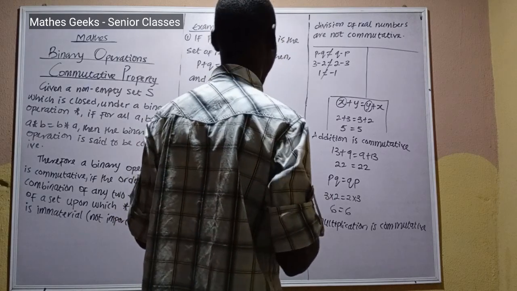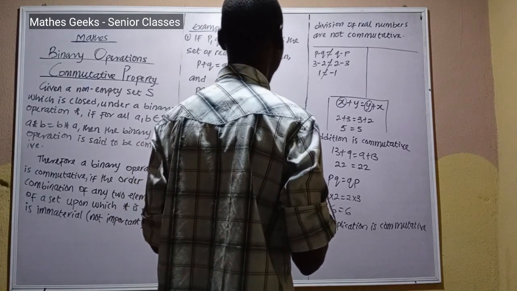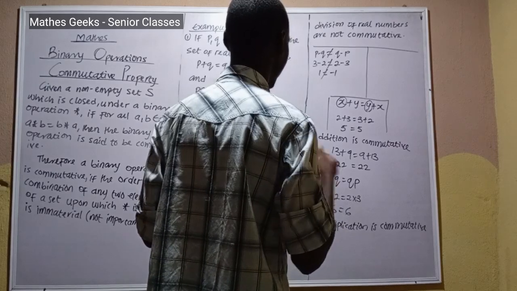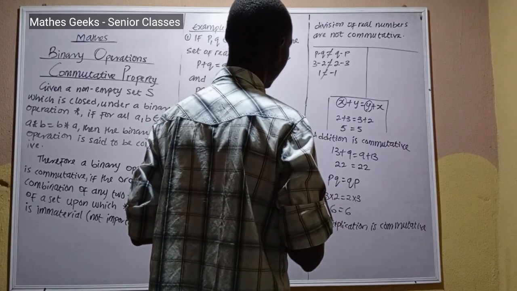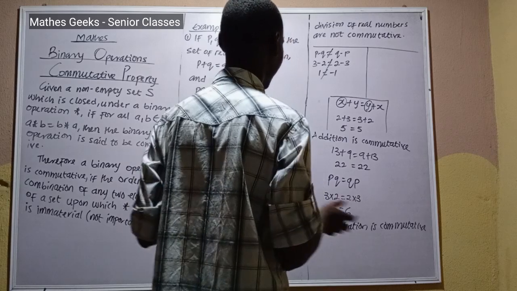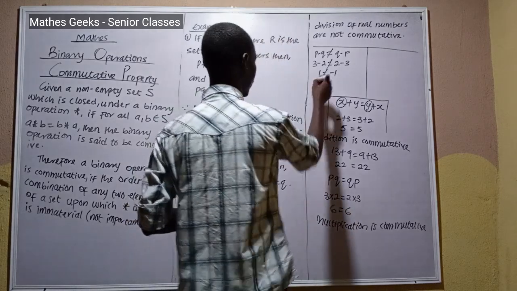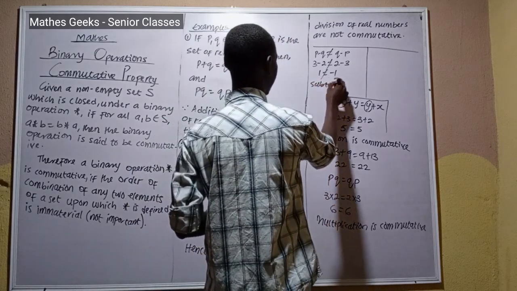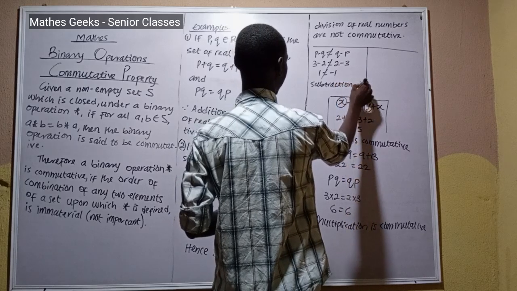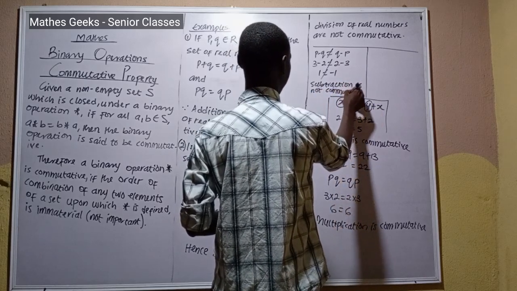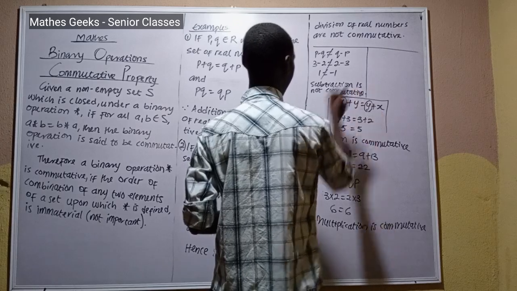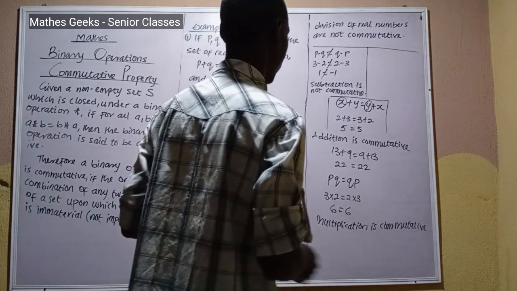So if we change the order, and we combine the two elements under the operation subtraction, we're not going to get the same answer. So what does that imply? It implies that subtraction is not commutative. That's a simple conclusion.